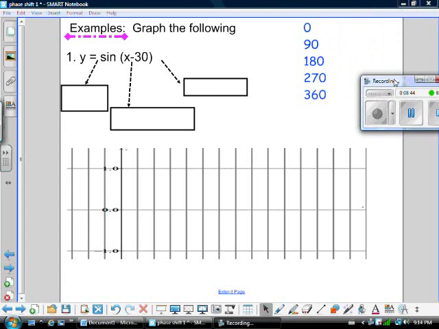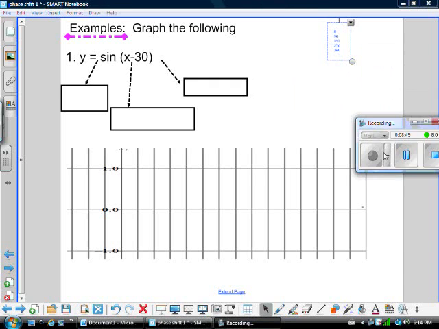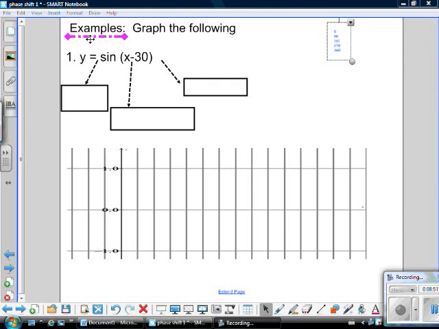So first of all, what we're going to do is we're going to start with this graph here. It asks us to graph the following, and it says y equals sine bracket x minus 30. And you can see nothing's been added or subtracted.